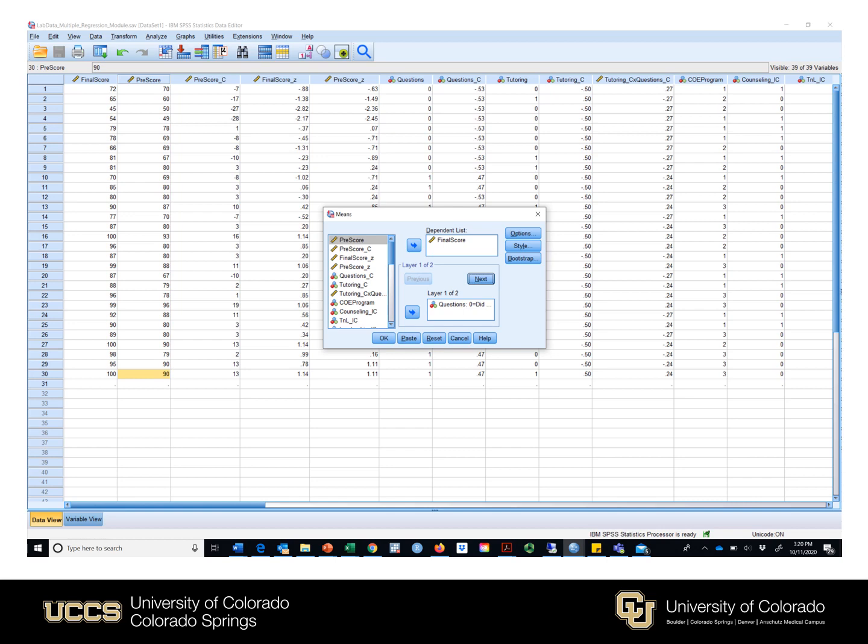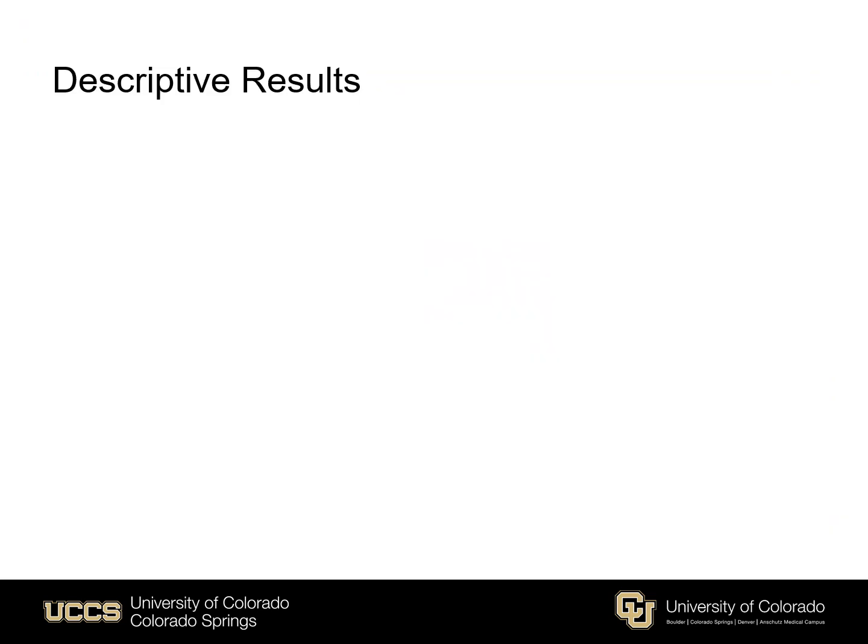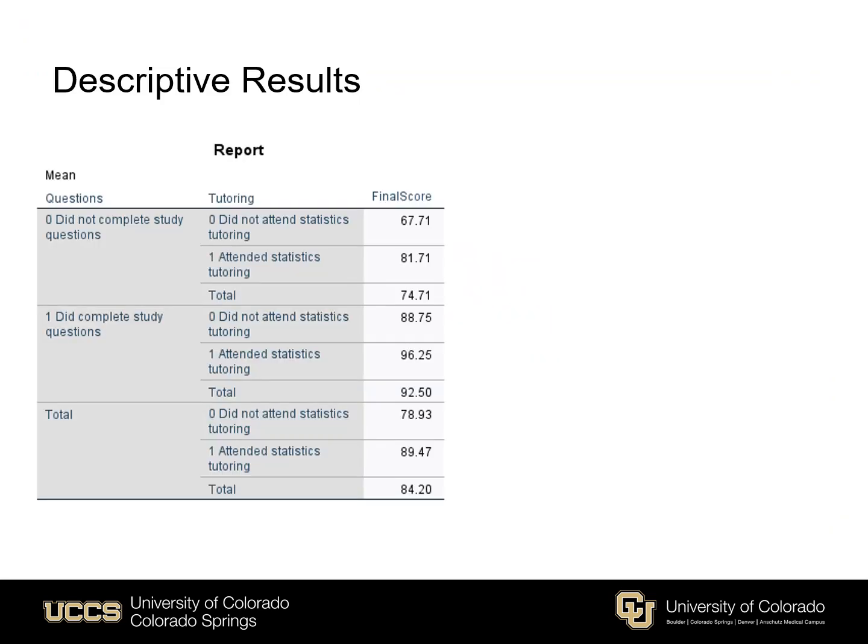Clicking continue from the options box should bring me back to the general means menu, at which point I can click OK. What I've put on the slide now is one of the tables that you should have been given in your SPSS output from that compare means menu.